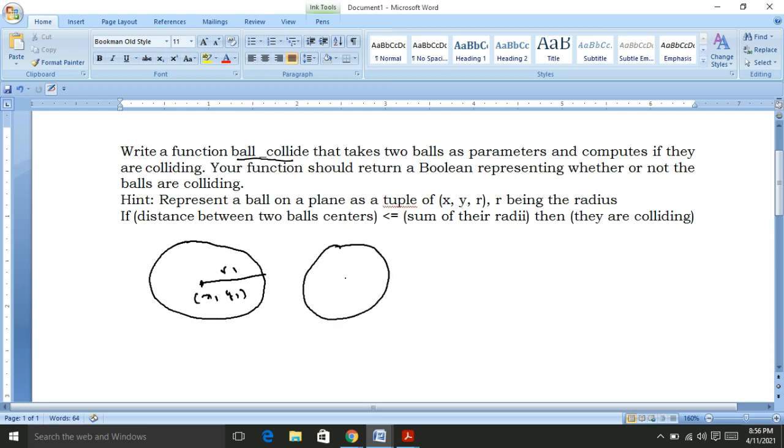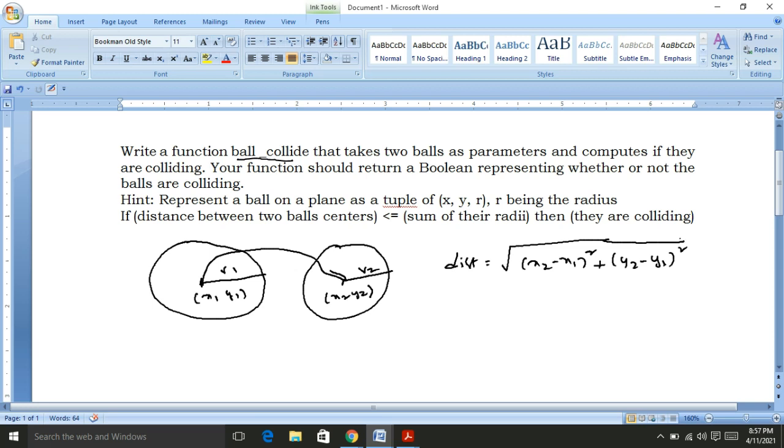This is the other ball, right? This is the radius r2, and the center point is represented as x2 and y2. Then what he says is, now we are going to calculate the distance between these two center points, that is, distance between two center points by using dist equal to square root of x2 minus x1 whole square plus y2 minus y1 whole square. This is the formula, right?